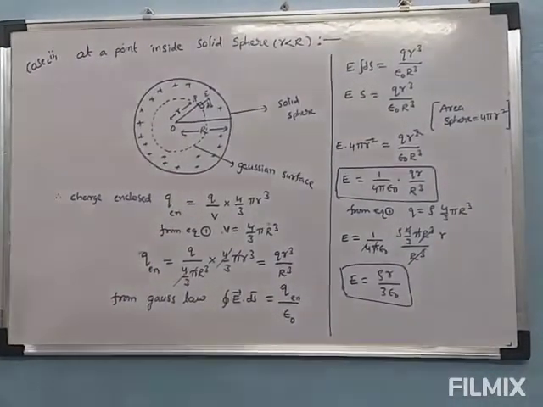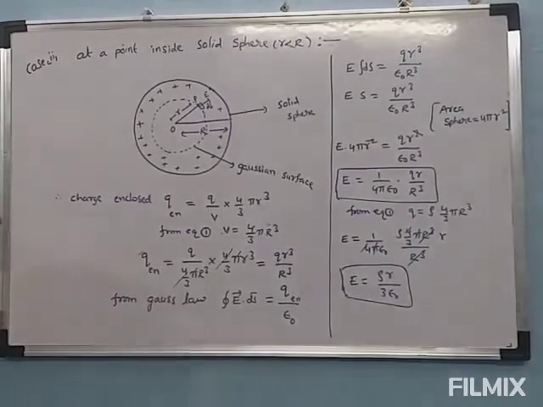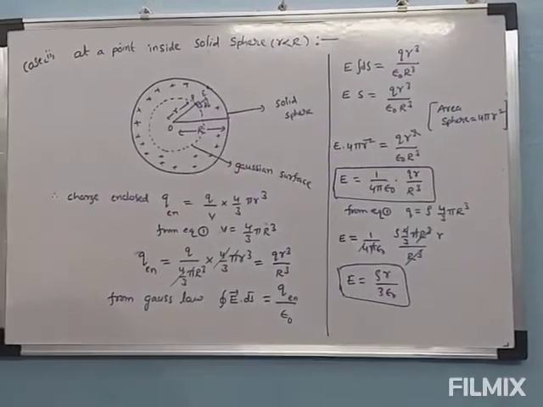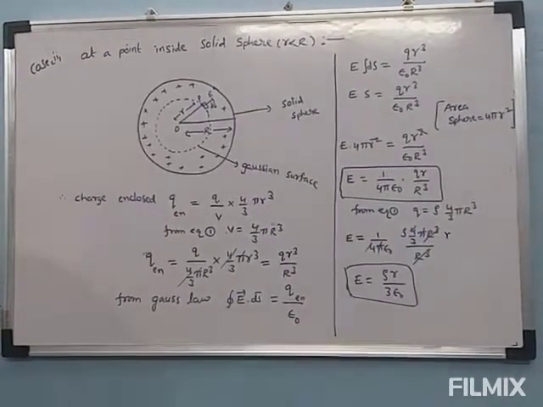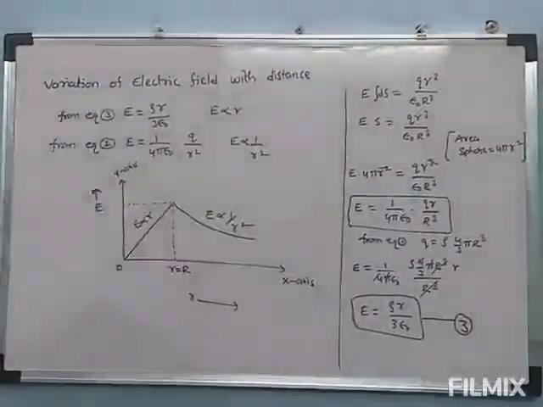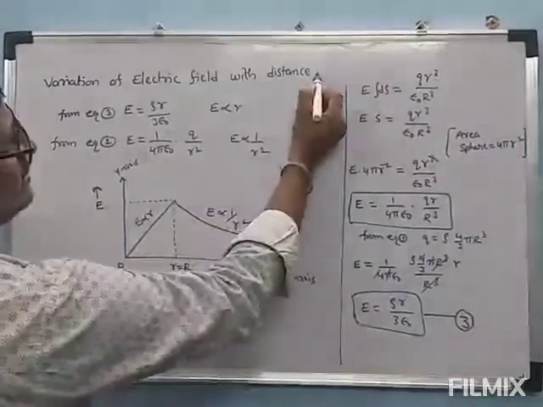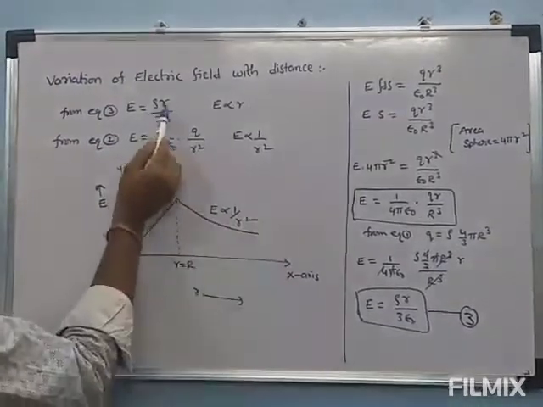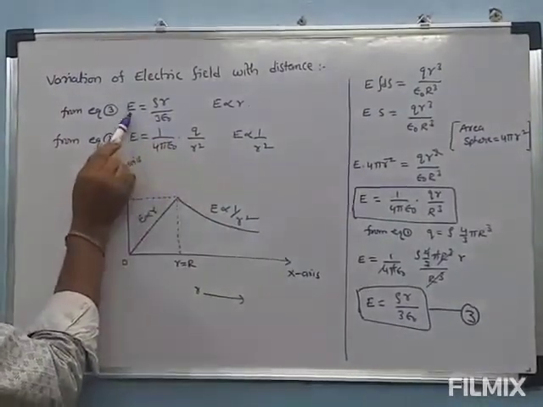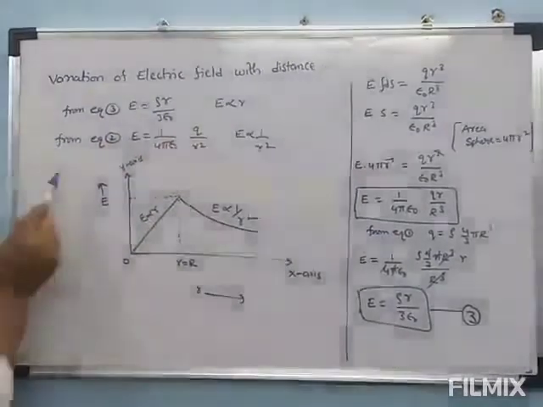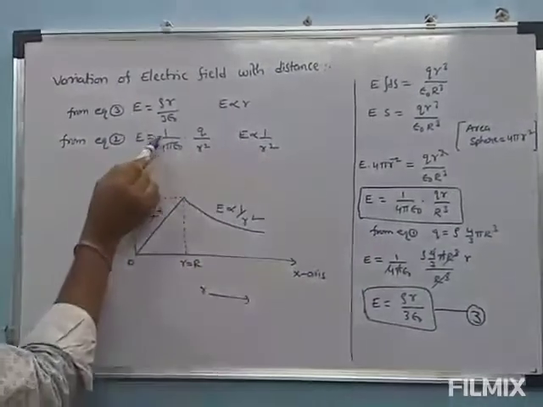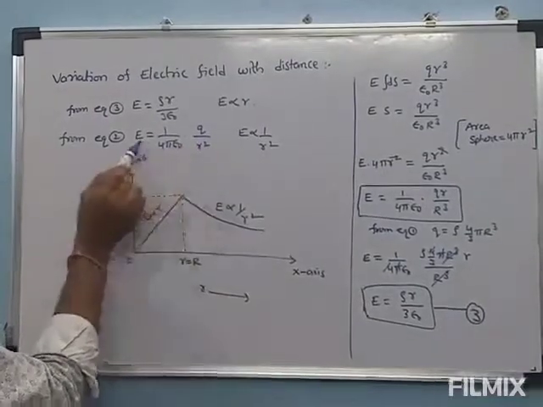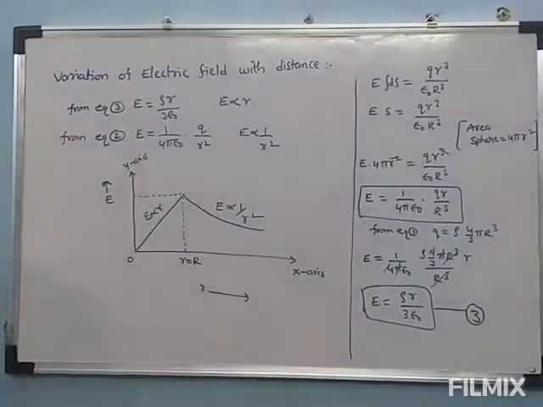Now we can draw the graph of the variation of electric field with distance. From equation 3, what is given? Rho r by 3 epsilon naught. Here E is directly proportional to r. From equation 2, E is equal to 1 by 4 pi epsilon naught into Q by r square. That means E is inversely proportional to r square.